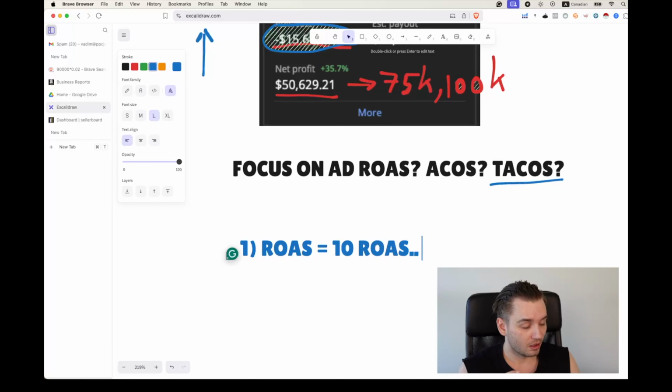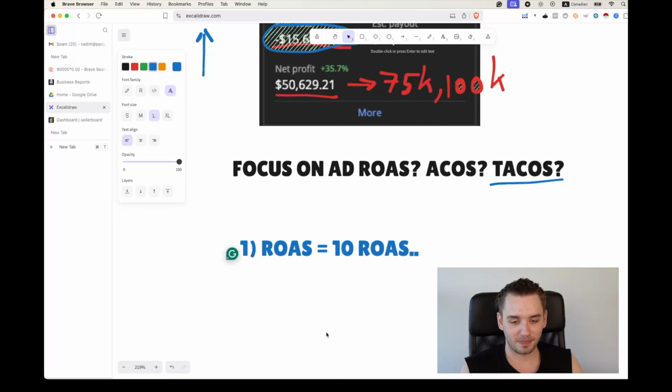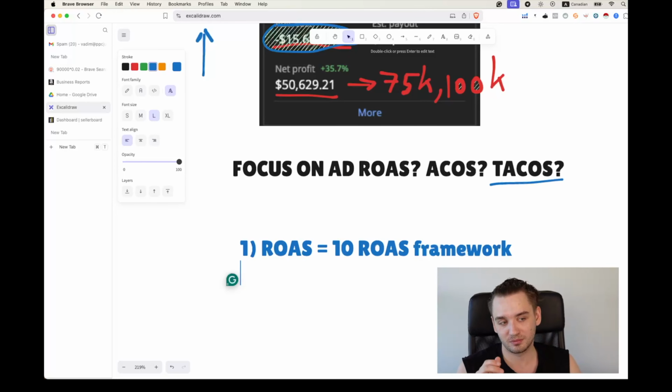Well, that was exactly the case in the past, when Amazon was just an easy place to make money without having to run ads. Now it's the Wild West, or Wild East, depending on where you are from. So the 10 ROAS framework no longer works. This is a common misconception with beginners and many businesses who are just starting out on Amazon. That is not the way to go.